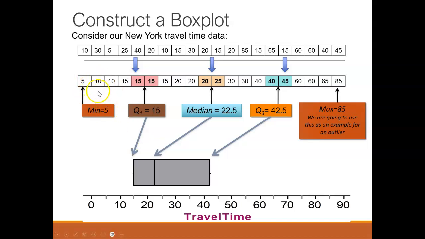Now I'm going to draw my first whisker down to the minimum, that's 5. For my second whisker, I'm only going to draw out to 65. I'm not including 85, even though it's the maximum, because we found it was an outlier earlier. So when I plot 85, I'll just plot it with its own special symbol, a star, a circle, an asterisk, whatever. What do you guys think? Is this okay? That's how you do a box and whisker plot. Easy peasy, right?